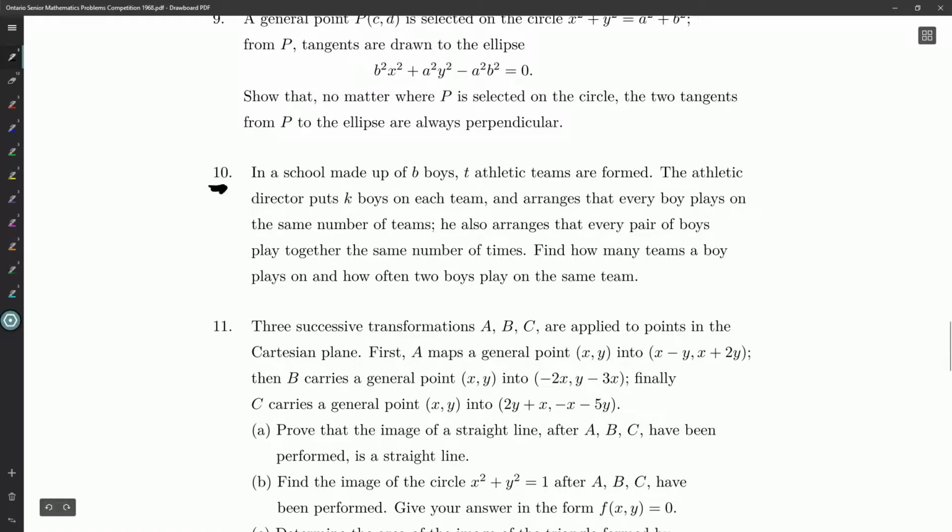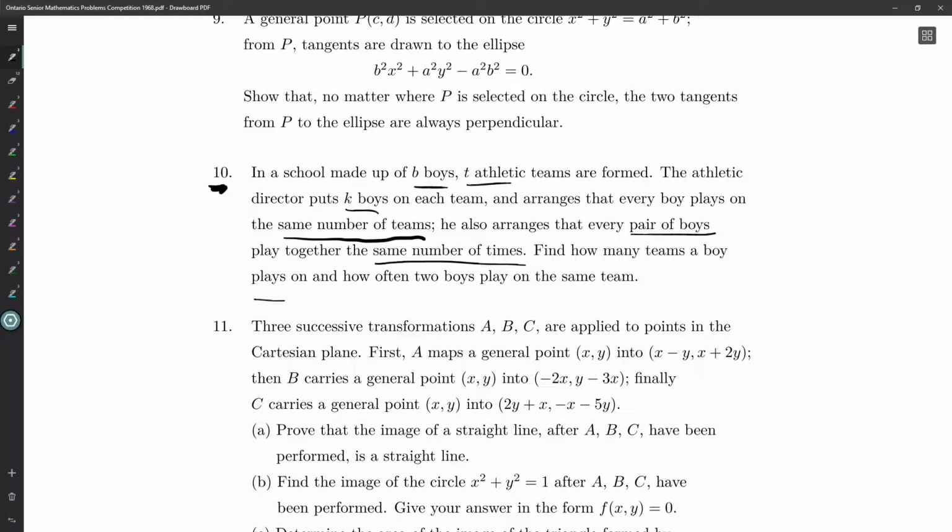Root Beer here, looking at question 10 on our Ontario Senior Mathematics Problems competition. So what do we got? In a school made up of B boys, T athletic teams are formed. The athletic director puts K boys on each team and arranges that every boy plays on the same number of teams. It's looking like a sort of combinatorics counting problem. He also arranges that every pair of boys play together the same number of times. Okay. Find out how many teams a boy plays on and how often two boys play on the same team.